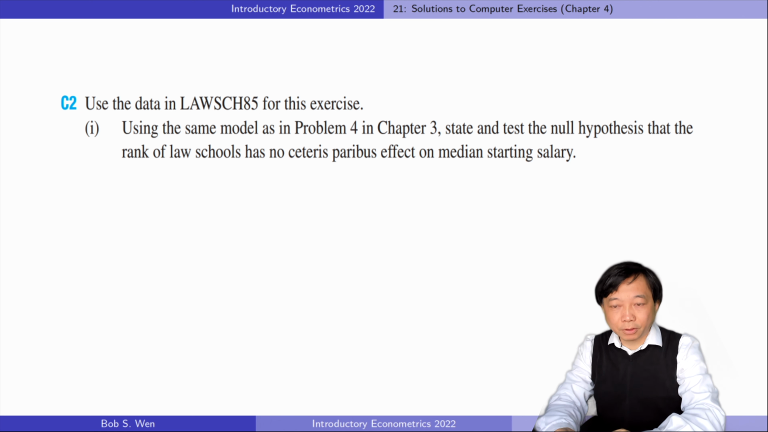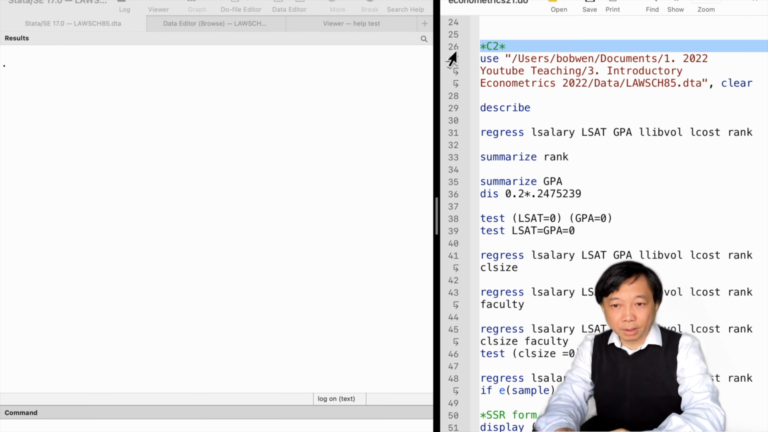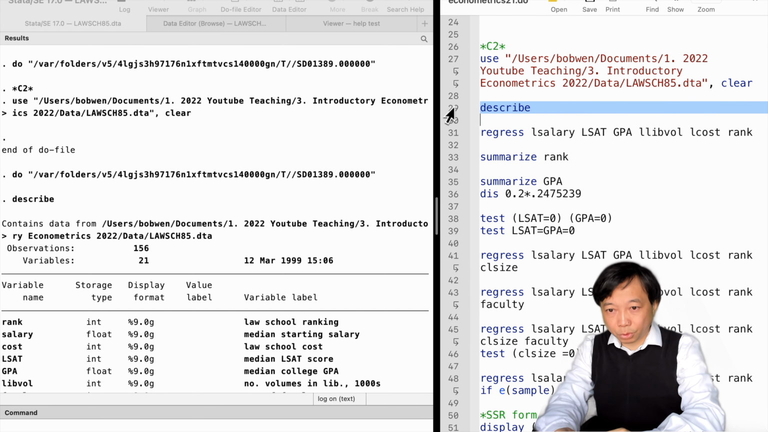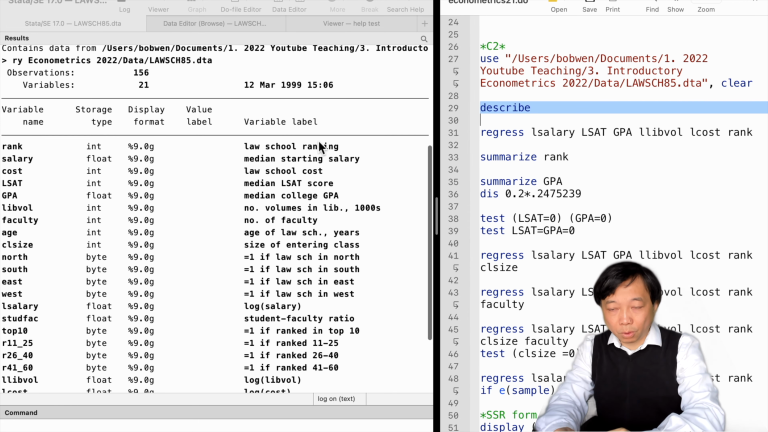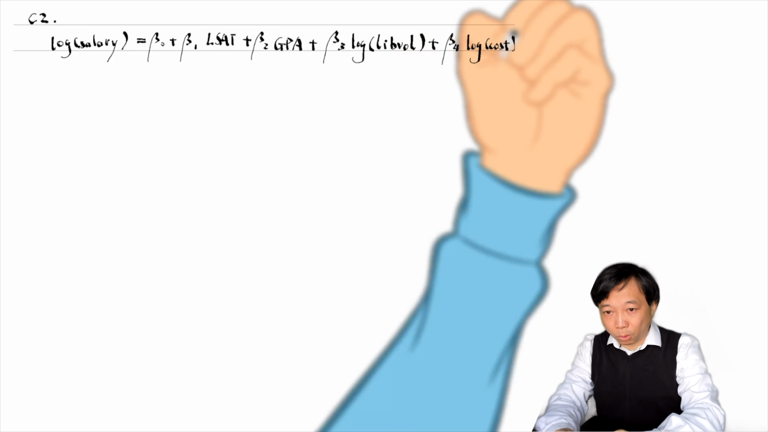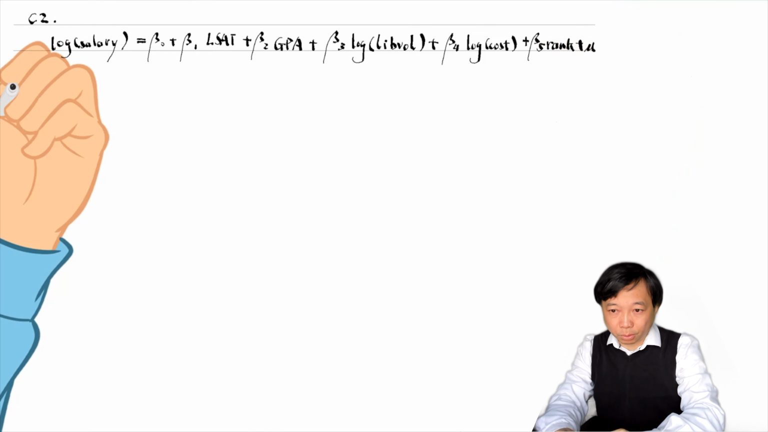Let's do computer exercise number 2. We use the dataset and describe it. The model relates the median starting salary for new law school graduates to the median LSAT score for the graduating class, the median college GPA for the class, the number of volumes in the law school library, the annual cost of attending law school, and the law school ranking.